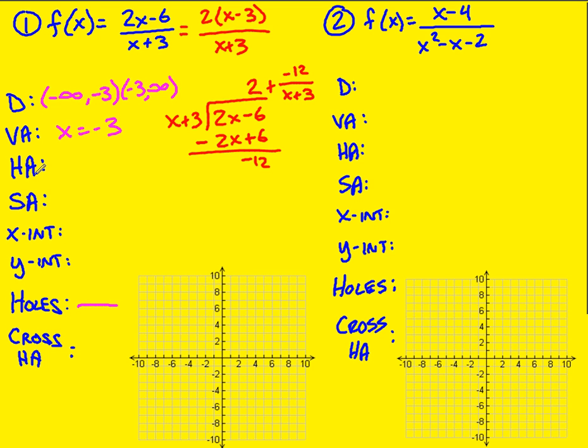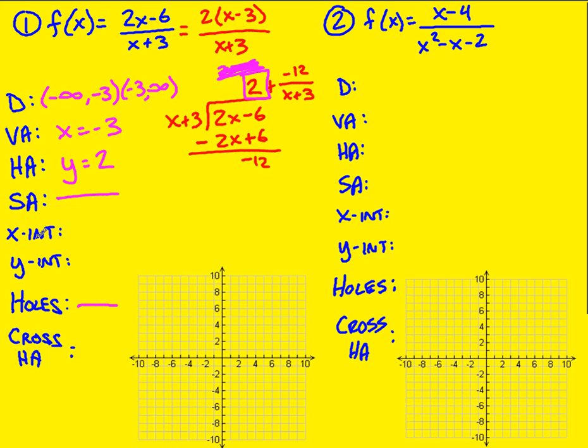My horizontal asymptote, or my slant asymptote, comes from the division. Whatever my answer is in the division, right here, 2. That's a horizontal asymptote because no x is involved. If I had an answer like 2x plus 5, that would be a slant asymptote. But because we have no x's involved, we do not have a slant asymptote.